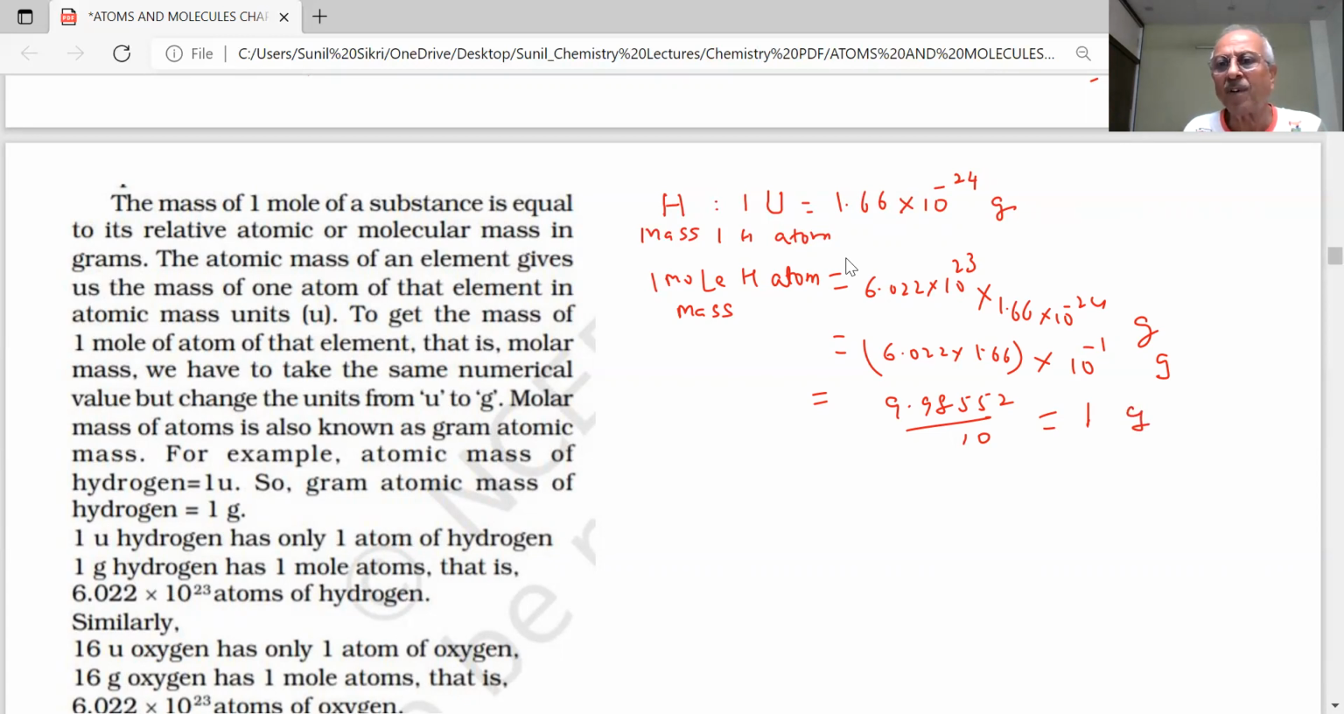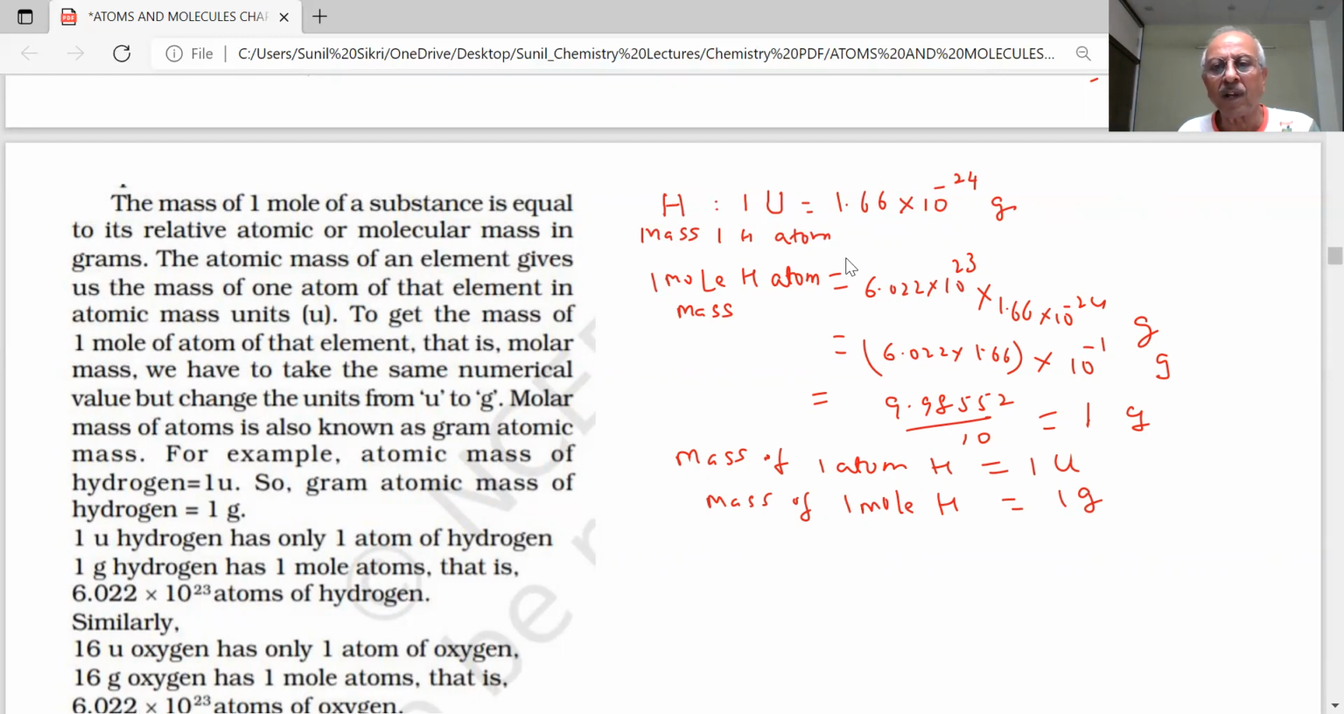So students, very important thing, very important result. I'm saying the mass of 1 atom of hydrogen is 1 U, and the mass of 1 mole of hydrogen is how much? 1 gram. Interesting. A very important result. 1 gram is a number which is a convenient number for me in calculations.